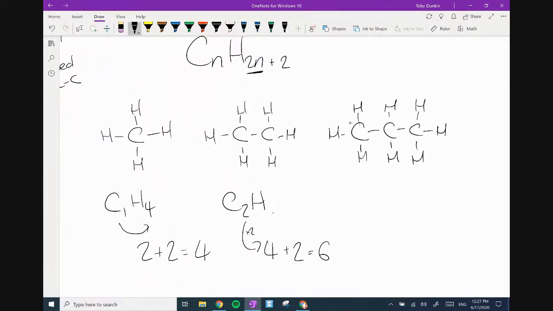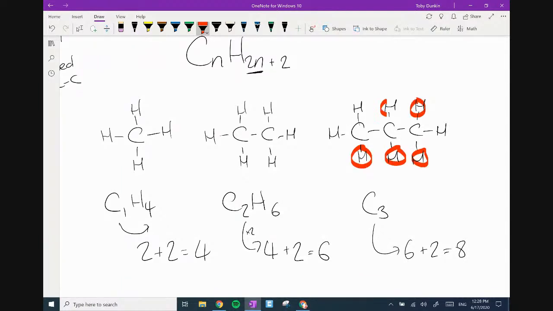It does make sense though. Then propane, C3, there's my N, times it by two, 2N, six, add two, gives me eight. And just to show you, 1, 2, 3, 4, 5, 6, 7, 8. The reason I've done it like that with circles and lines is to show you where the plus two comes from. The plus two comes from the two N's.